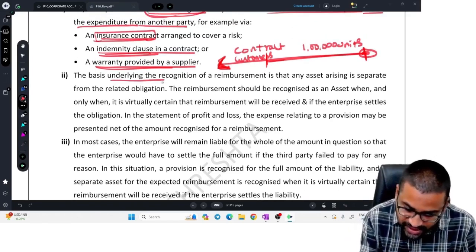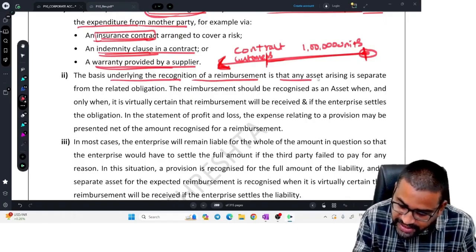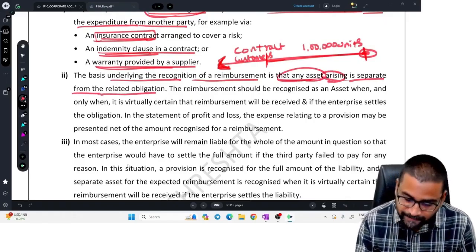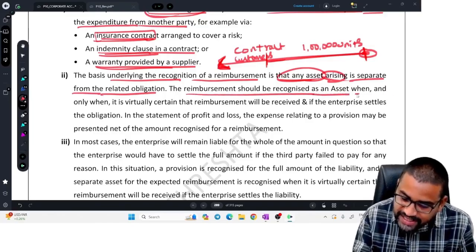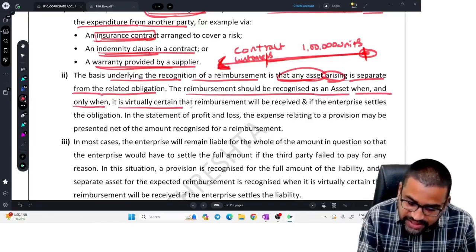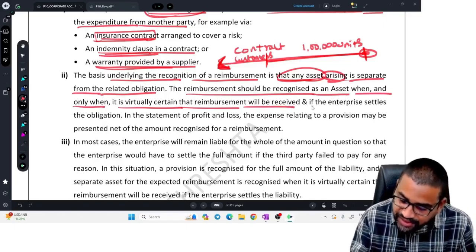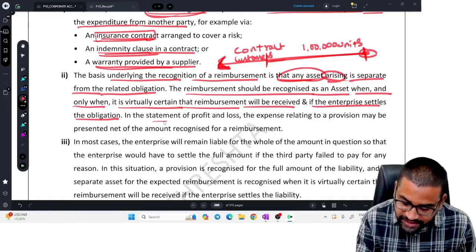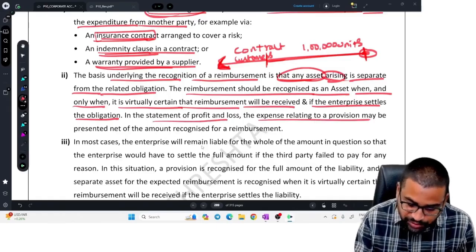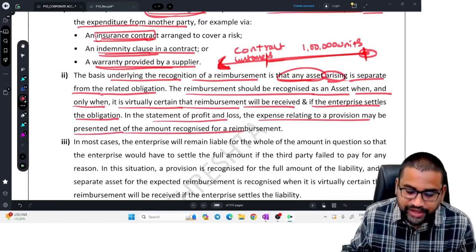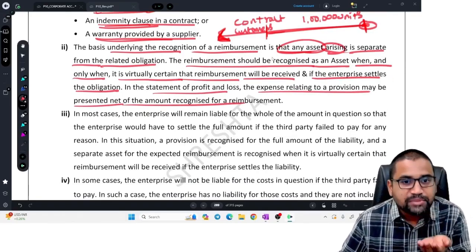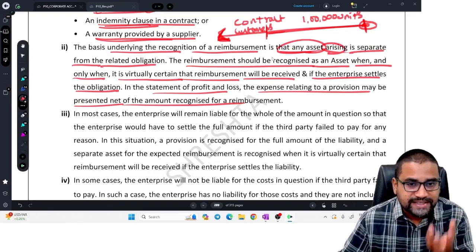So the basis underlying the recognition of reimbursement is that any asset arising is separate from the related obligation. The reimbursement should be recognized as an asset when and only when it is virtually certain that reimbursement will be received, and if the enterprise settles the obligation. In the statement of P&L, the expenses relating to the provision may be presented net of the amount recognized for reimbursement. So this reimbursement amount, we will treat it as an asset.